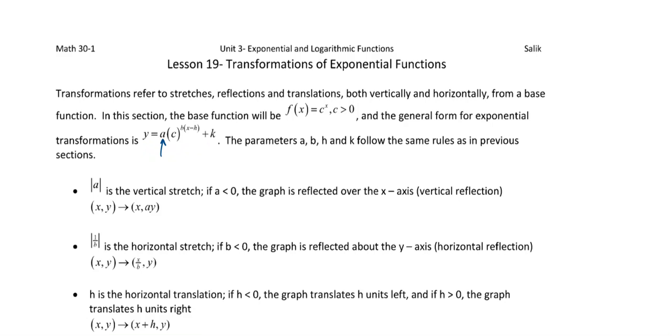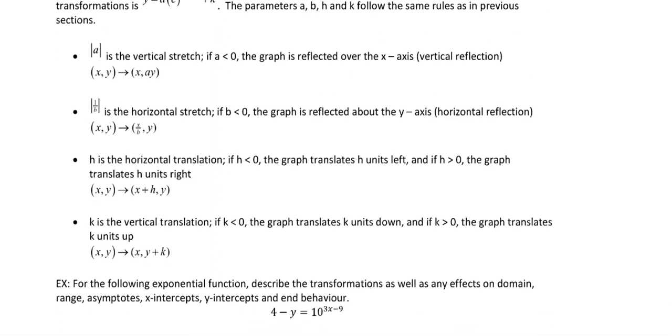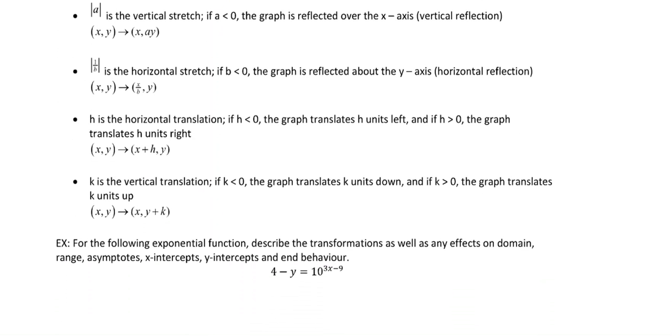A is still going to be your vertical stretch out front there. K is still going to be your vertical translation, right? Still the number hanging off the end. The only thing that's different here now is that your B and your H are actually up in the exponent. But that makes sense, doesn't it? Because these things are attached to the x value, and the x value is up in the exponent, right? That's pretty much it. Everything else kind of stays the same. So here's all the same rules you guys are probably used to seeing with mapping notation and everything else.